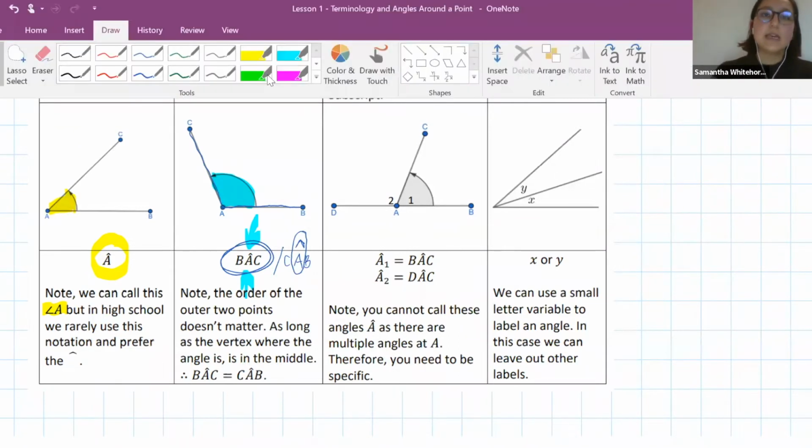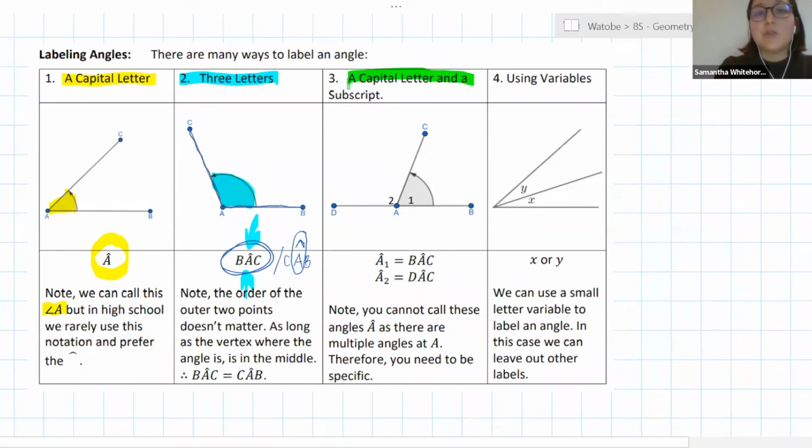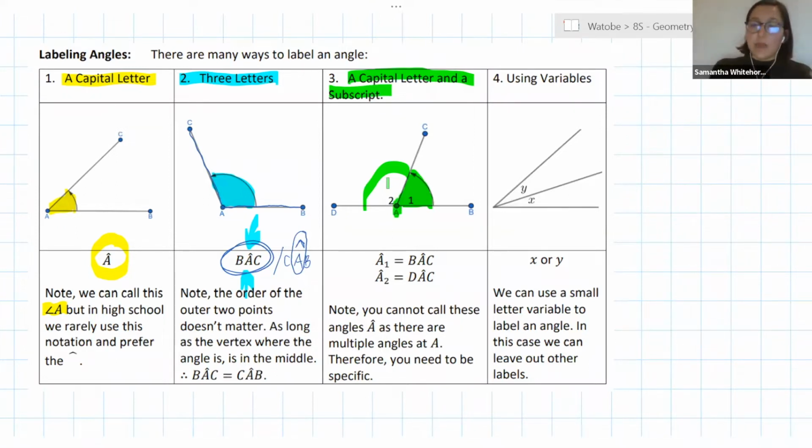Sometimes we're nice and we can give you numbers. We can number the angles. So here you can see that at point or vertex A, we actually have two angles. I've got this acute angle and I have this obtuse angle. So often what's going to happen is that from one point you have multiple angles, and so we need to be able to label them.